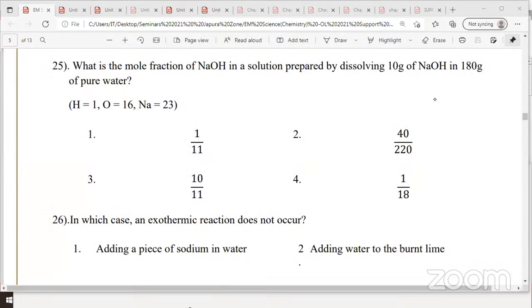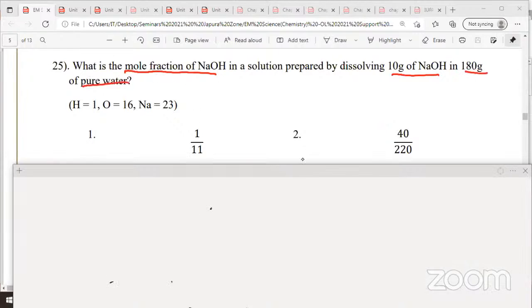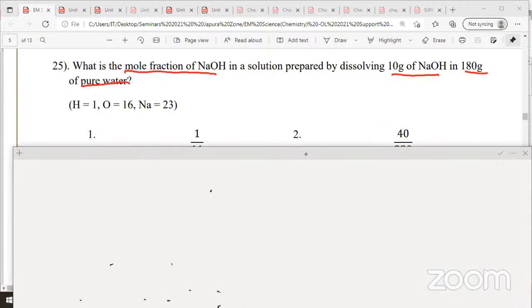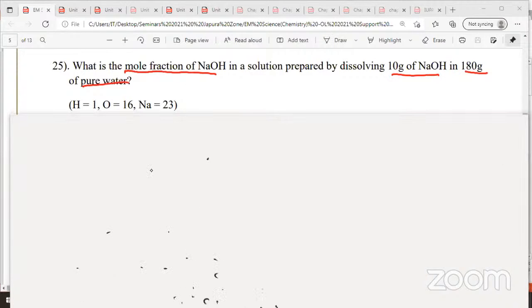So again, chemical calculation: the mole fraction of NaOH. We have 10 grams of NaOH and 180 grams of pure water. To find the mole fraction, you should know the moles. Okay, let's see.